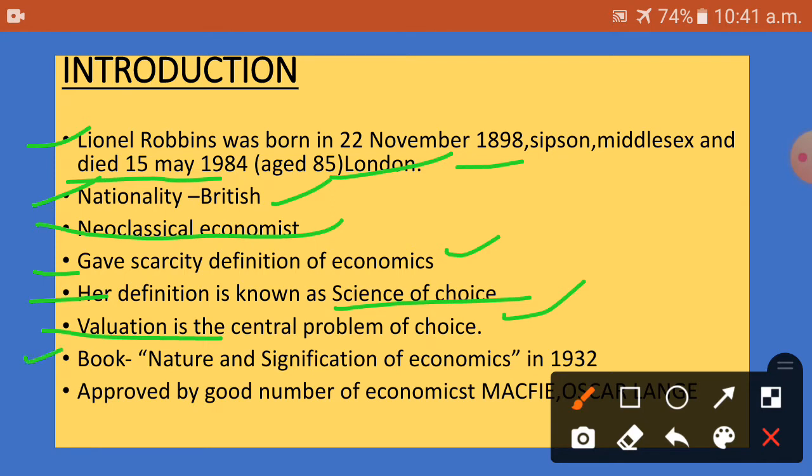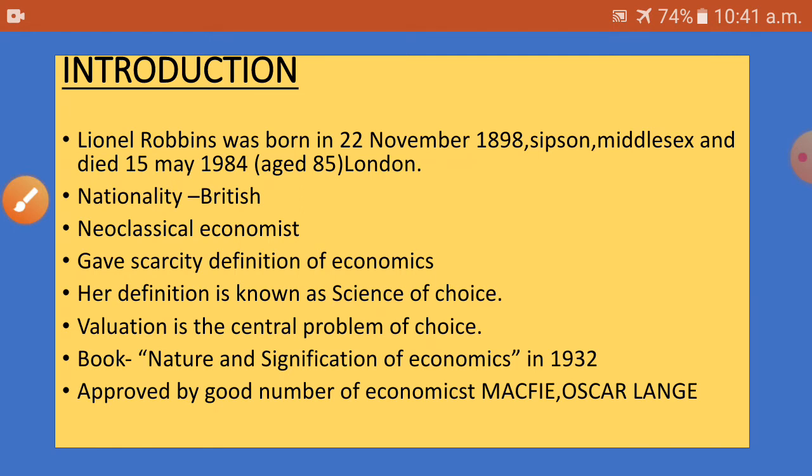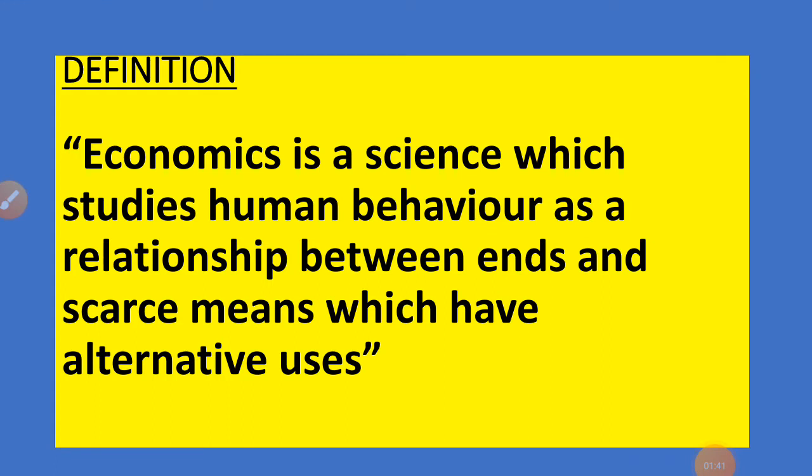Okay, then he wrote a very important book, known as Nature and Significance of Economic Science, in 1932. His definition is approved by a good number of economists, such as Maxwell and Oscar Lange, etc. Okay, then we know about the definition of economics.